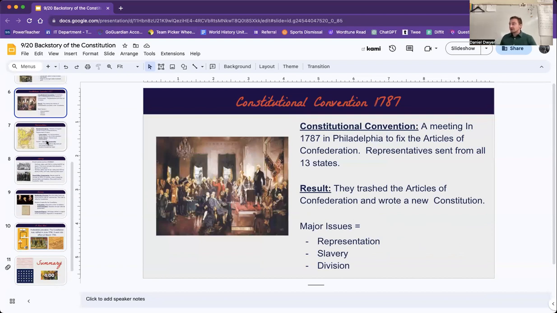So this is going to lead to the Constitutional Convention in 1787. It's a meeting in Philadelphia, the capital at the time, to try to fix the Articles of Confederation. Representatives are sent from all states, and they basically agree this government is not working. We need a new constitution. Major issues, which we're going to go over, are representation, slavery, and division.